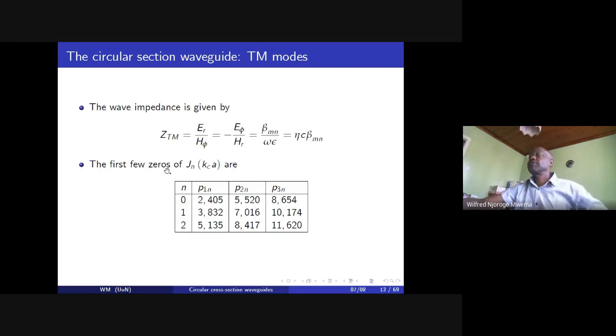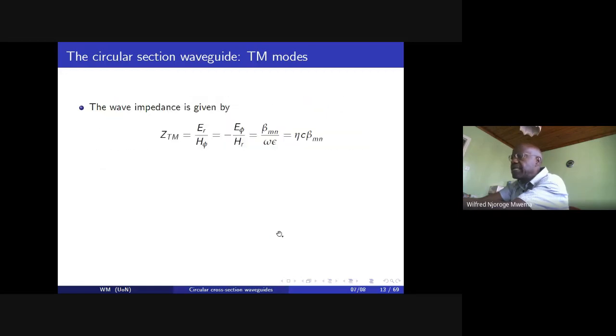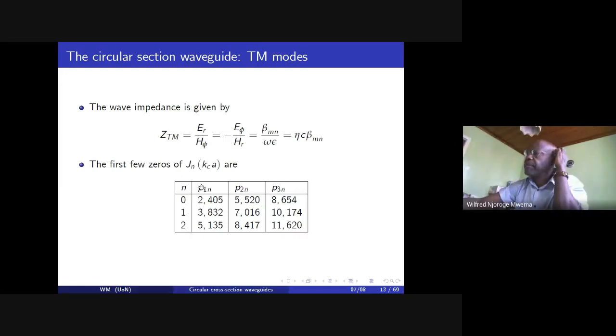So the first few zeros for Jn(Kc a) are shown below, and we have that for n equal to 0, for P10 we have 2.405, P20 we have 5.520, and so forth. For P11 we have 3.8, and so forth. And since we have seen here what the cutoff frequencies and the wavelengths are, we are dividing by Pmn. You can see that in this particular case, the P10 mode will be having the largest wavelength, and therefore the lowest frequency.